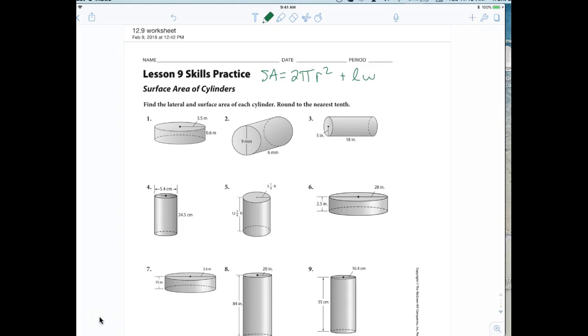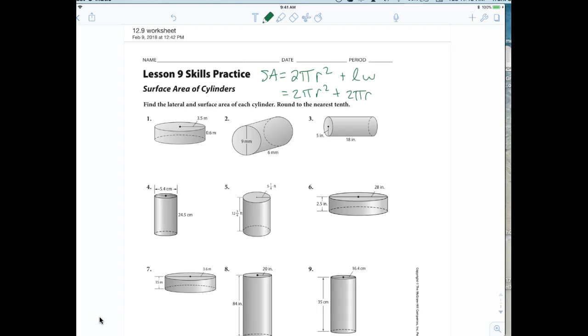What's the formula for circumference? Pi times d, or 2 pi r. Somebody hear me? So now watch. I'm going to put surface area is 2 pi r squared plus 2 pi r. That's just the formula for what? Circumference. Now watch this. Last thing I need to show you.